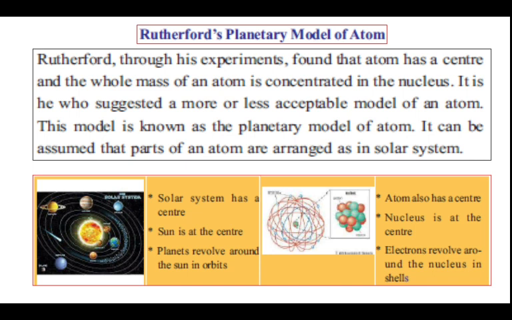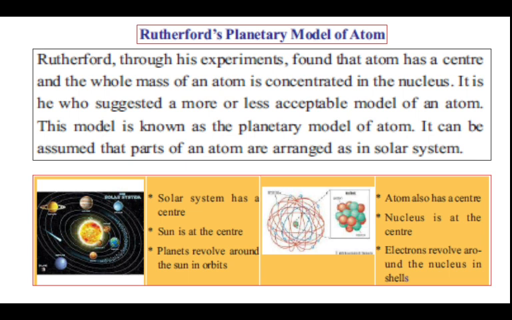Now, coming on to Rutherford's planetary model of an atom. Rutherford, through his experiments, found that an atom has a center and the whole mass of an atom is concentrated in the nucleus. It is he who suggested a more or less acceptable model of an atom. This model is known as the planetary model of atom.